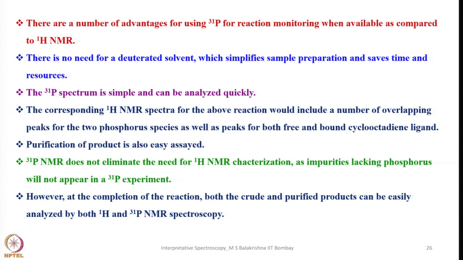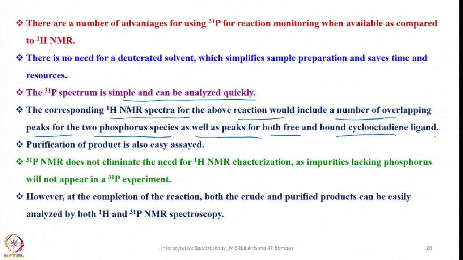So the 31P NMR spectrum is simple and can be analyzed very quickly, much easier. The corresponding 1H NMR spectra for the above reaction would include a number of overlapping peaks for the two phosphorus species as well as peaks for both free and bound cyclooctadiene ligand. So instead of going for 1H, one can conveniently go for 31P NMR spectra. Purification of the product is also easy, and how we can purify also comes from spectroscopy.